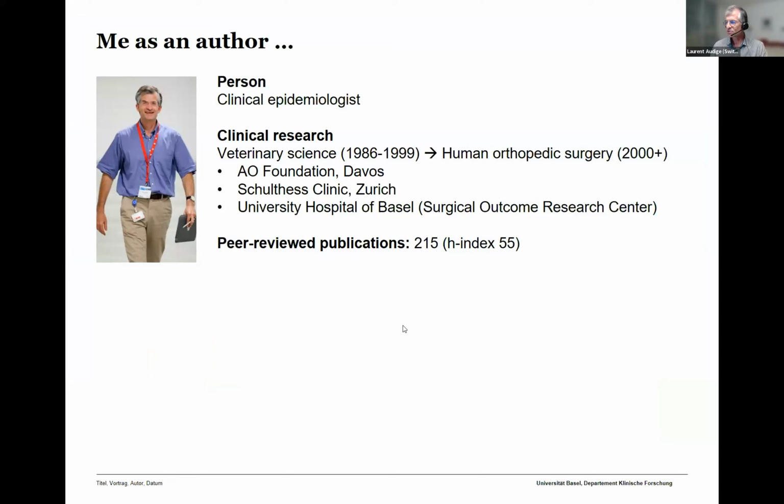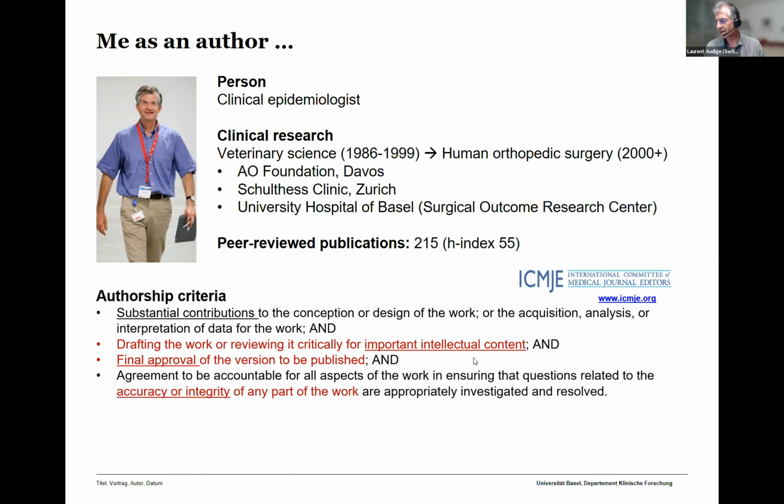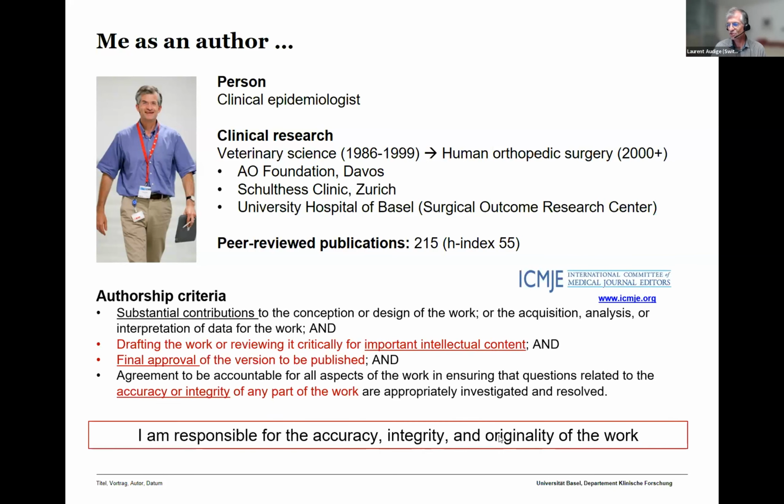It's probably not so huge, but when I look at the criteria that are widely recognized to be considered as an author, I think that I'm fairly proud and that I've met most of those, and I can assure that I took responsibility as an author for the accuracy, the integrity, and the originality of the work I've been involved in.